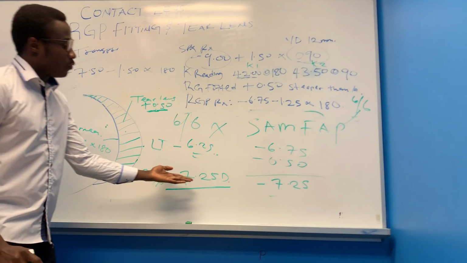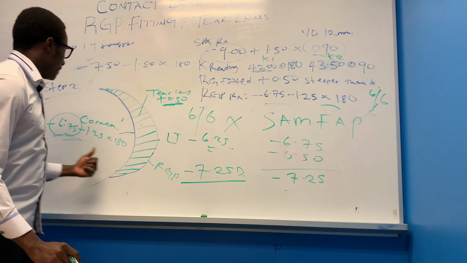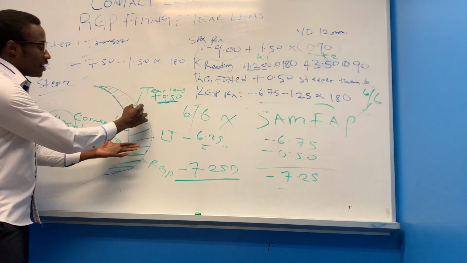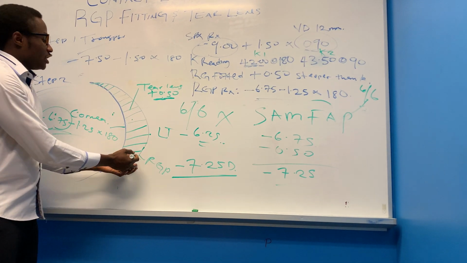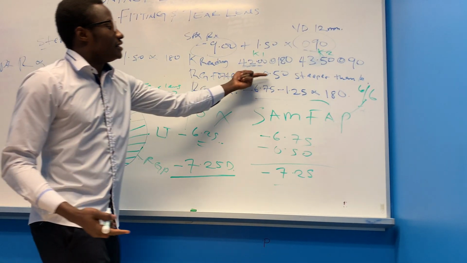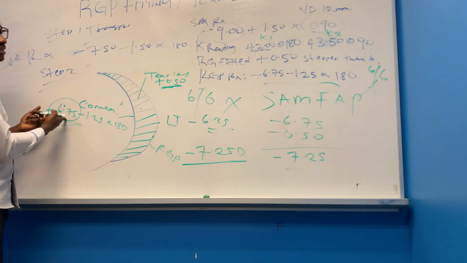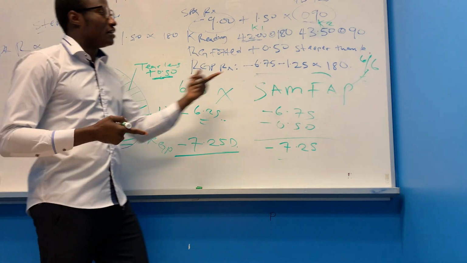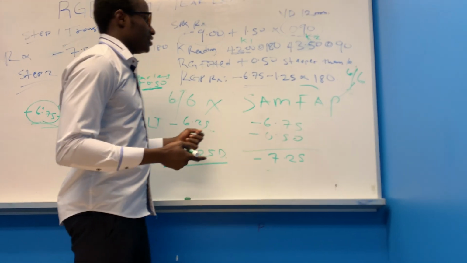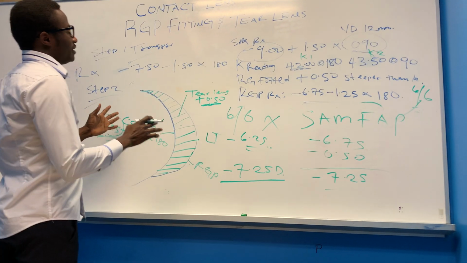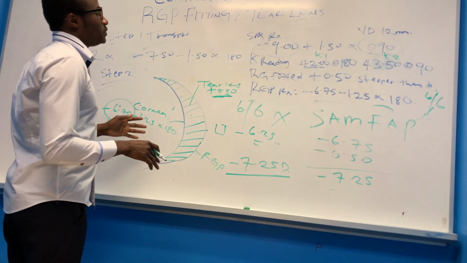Why? So what it means is if I fit minus 7.25 diopter RGP, it's going to compensate for this, for me to get to the original RX that will bring my patient to VA of 6/6. So this is TLS and RGP.